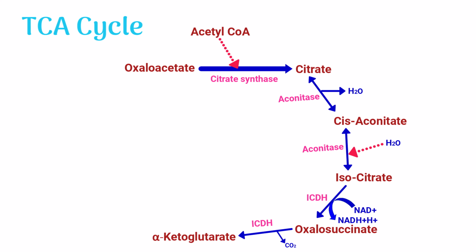Now alpha-ketoglutarate converts into succinyl-CoA. Alpha-ketoglutarate dehydrogenase enzyme boosts this conversion. NADH forms in this reaction while carbon dioxide is released. Now let's move on to the next step.